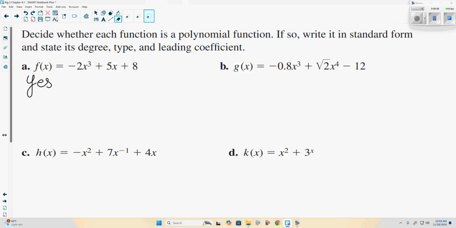So if we write in standard form, well, we want the variable with the biggest exponent first, which is our x to the third. If we don't have an x squared term, that's fine. Our x to the first, the 5x would go next, and then 8. So this is technically already in standard form. We really didn't have to do anything to it.